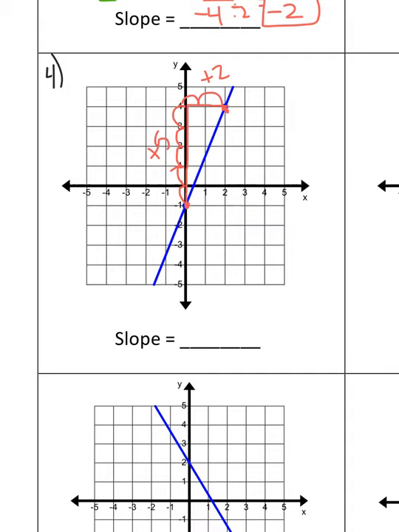We're counting how many boxes, if you want to think of it as counting boxes too, right? We have this 1 box, 2 box, 3 box, 4 box, 5 boxes on the way up. So rise of 5, run of 2. Since they're both positive, it's 5 over 2.